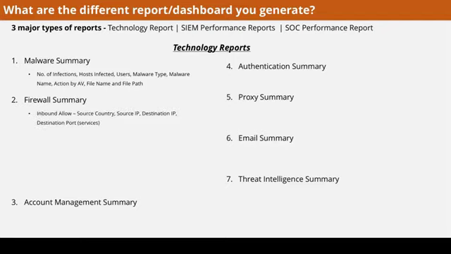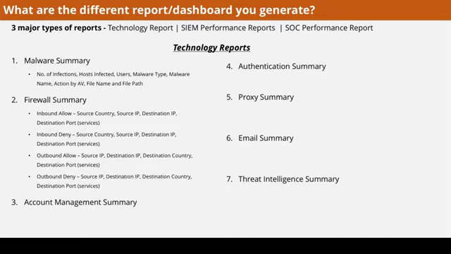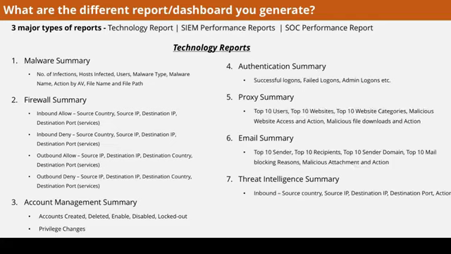In firewall summary, we have inbound and outbound traffic, and also we have allowed and denied traffic. So we have 4 different types of traffic generated in firewall summary, like inbound allowed, inbound deny, outbound allowed, outbound denied. In account management, we highlight things like account created, deleted, enabled, disabled, lockout, privilege changes, and password resets. Similarly, we highlight each of these things in each of the technology reports. Please take a look at it.